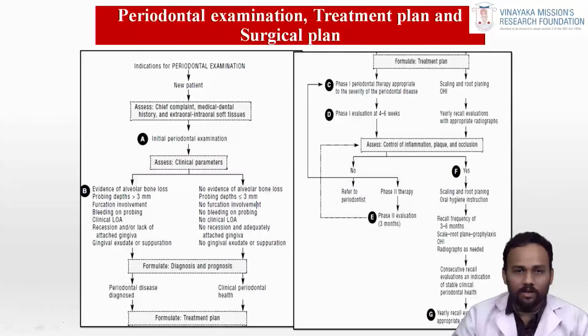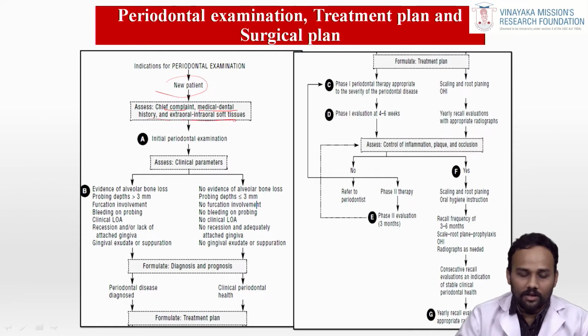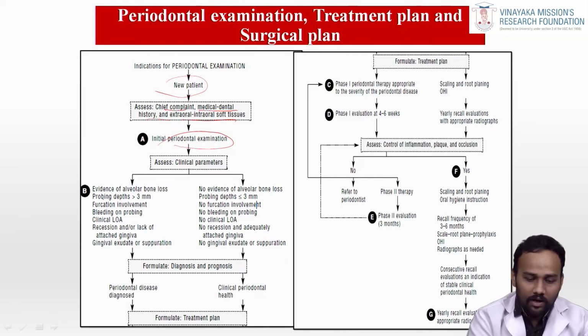This is how we formulate a diagnosis and treatment plan for periodontal surgeries. When a patient reports to the department, we need to assess the chief complaint, medical and dental history, and extraoral and intraoral soft tissue. Then we need to do the periodontal examination and assess clinical parameters such as pocket depth, furcation involvement, bleeding on probing, clinical attachment loss, and gingival exudate.